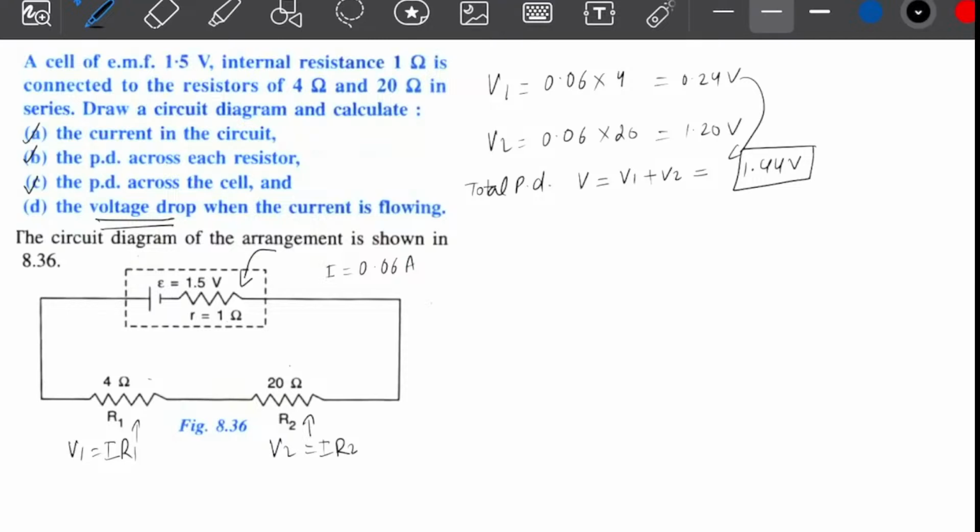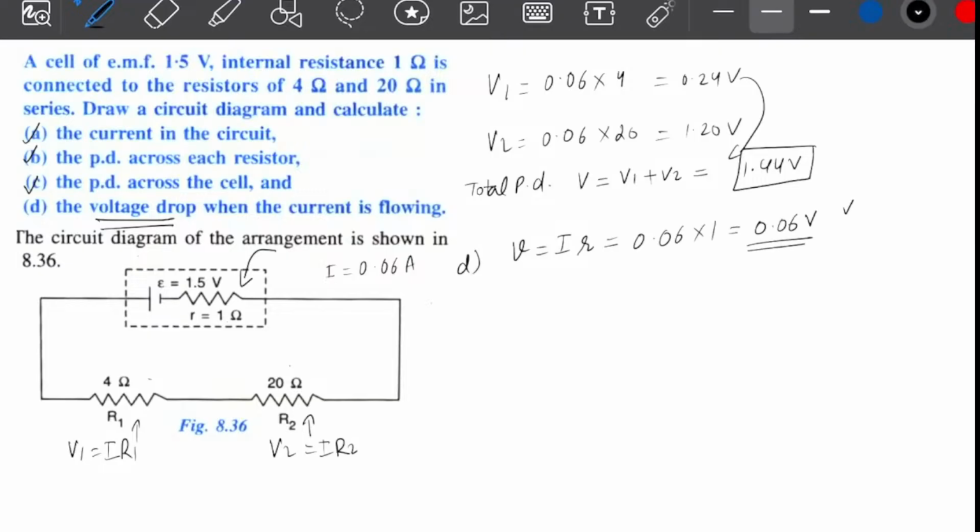Now calculating the last part, which is the voltage drop. Voltage drop we can calculate by two ways. One is V is equal to I into small r. So we can calculate it by this, just putting the values together: 0.06 into 1, that is 0.06 volts.